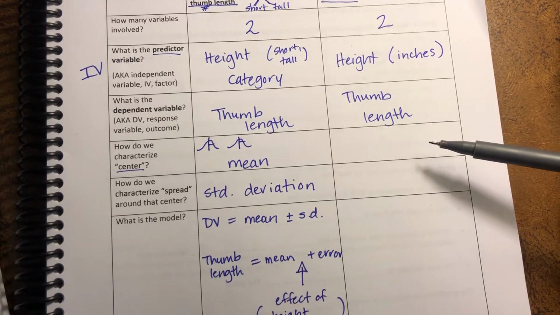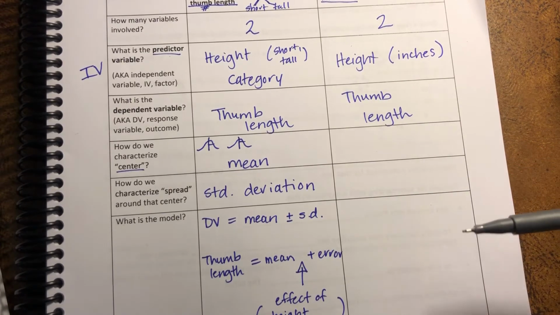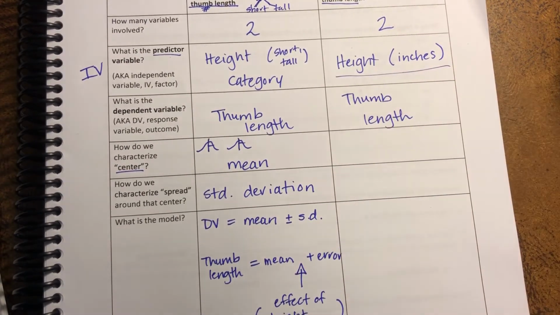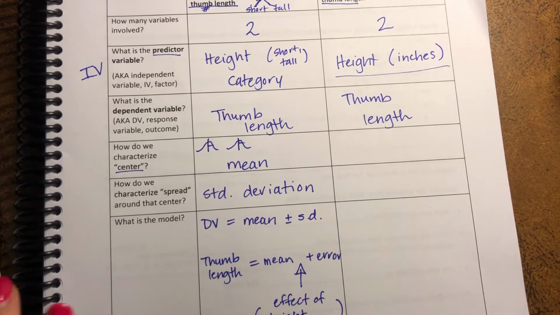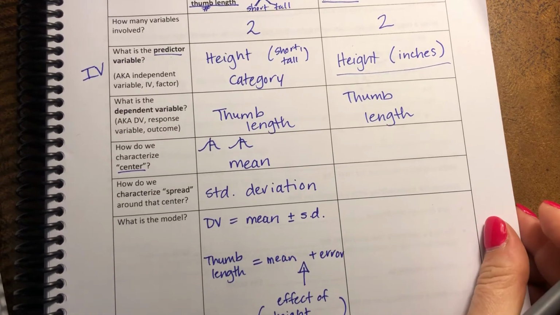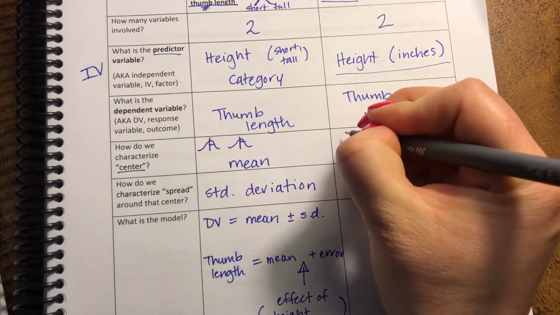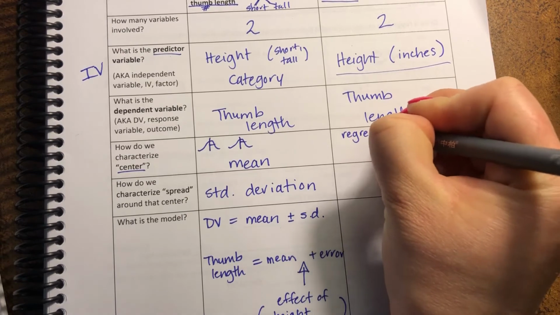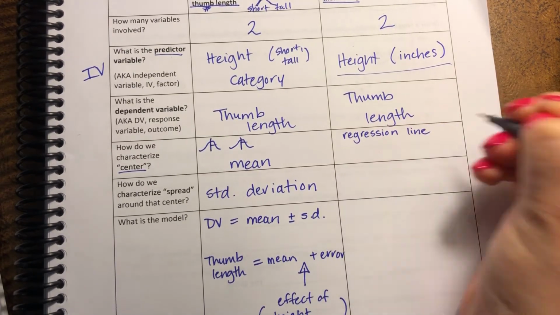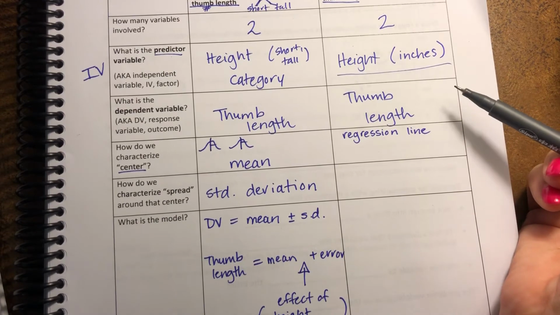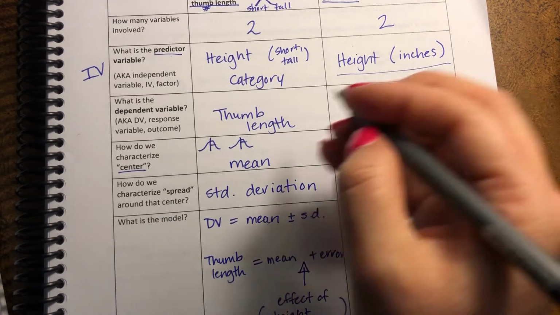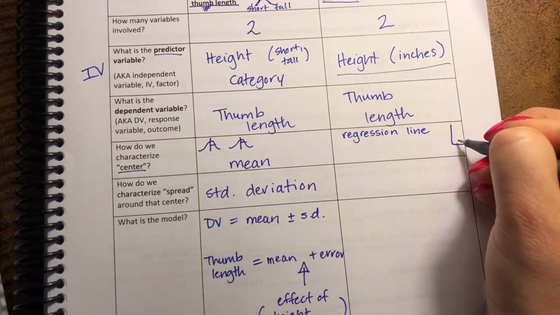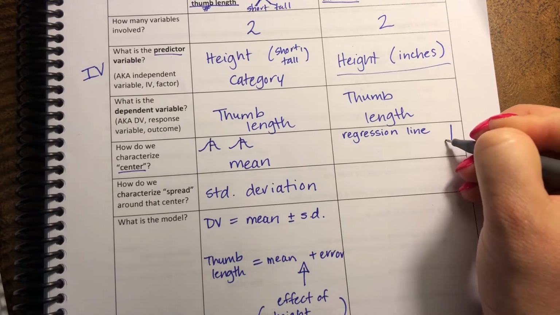But how we characterize the center, the spread, and the model is a little bit different because this is now a continuous variable. So how do we characterize the center? Now, hopefully this doesn't trigger flashbacks from algebra, but when we're working with 2 continuous variables, then we're not going to split it into groups like this. We're going to be looking at them as one continuous variable plotted against the other.